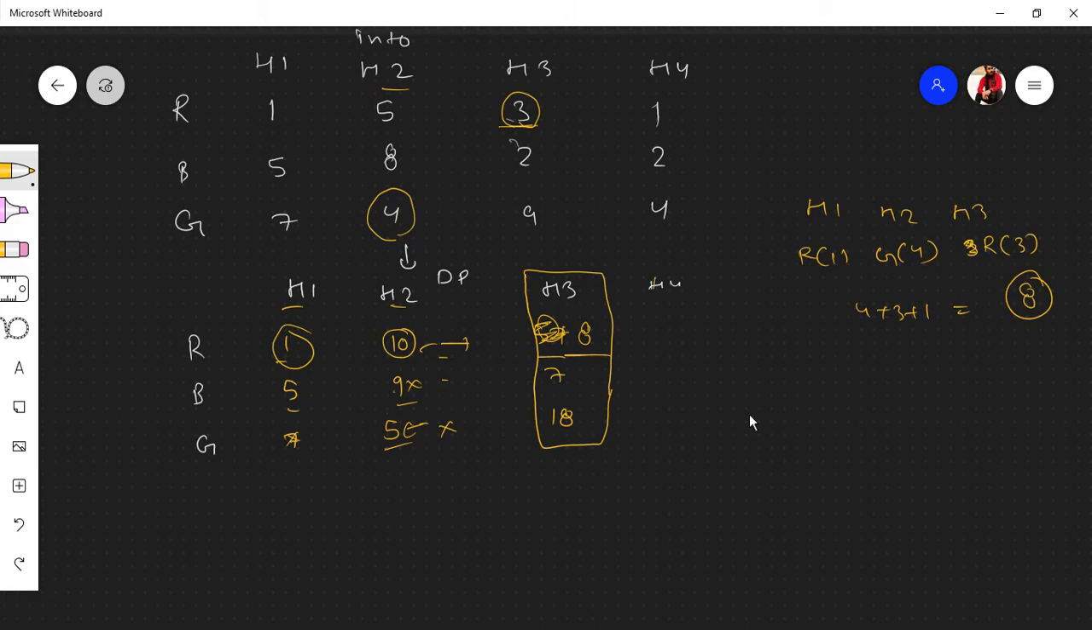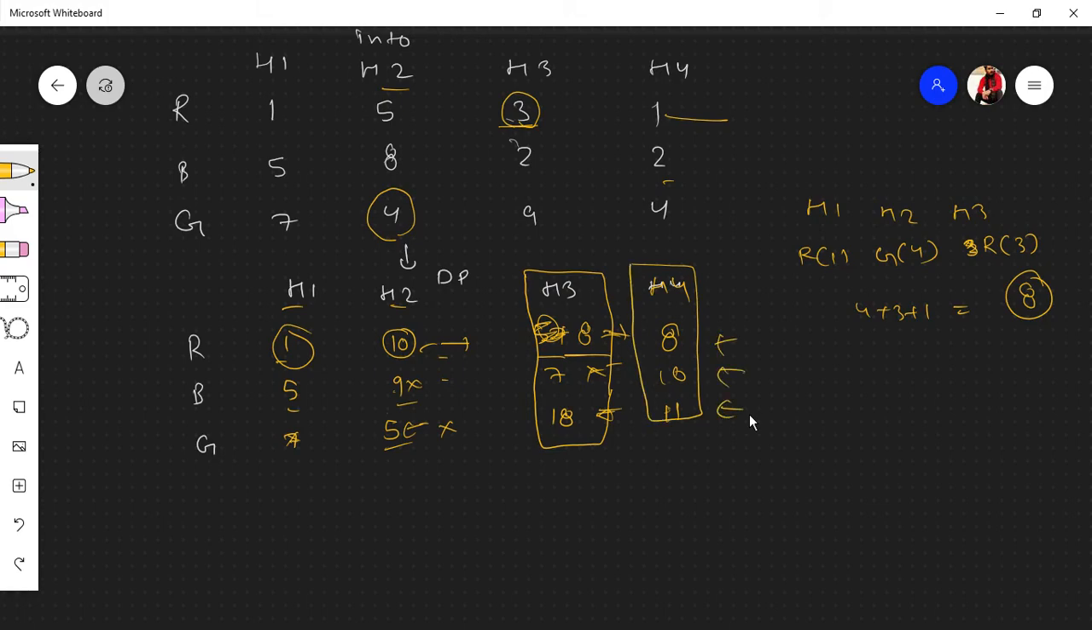For H4, you cannot paint red, so you'll go for 7 or 18. Out of 7 or 18, 7 is minimum, so 7 plus 1 will be 8 again. Now you cannot go for 7, so 8 or 18. 8 plus 2 will be 10. Now you cannot go for 18, so 8 and 7, 7 is less, 7 plus 4 is 11. So that will be the total cost if you want to paint the houses with these three colors.